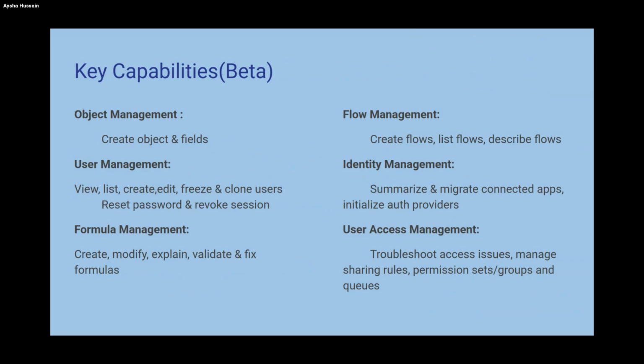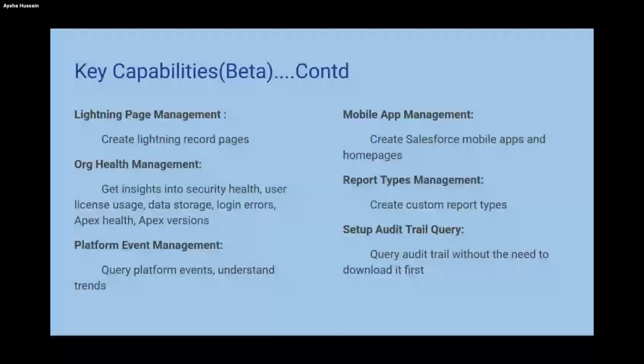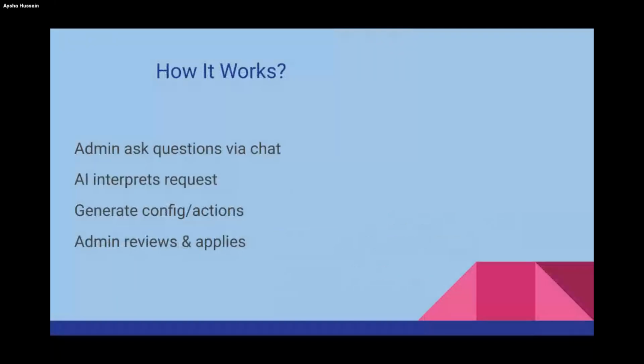The other things are identity management and user access management, and this next slide continues the same capabilities which are available as a beta version. You may add more. Check what is available in the market before you make a decision. As I said, it's conversational. When you ask questions, the AI takes the prompt and interprets it in the back end, and it generates the interpretation and actions to answer that.